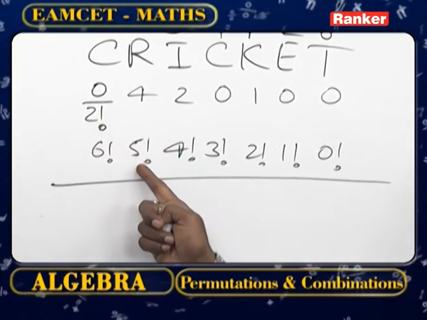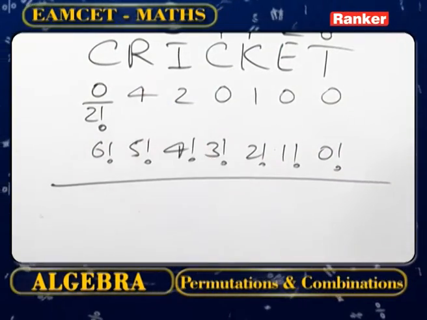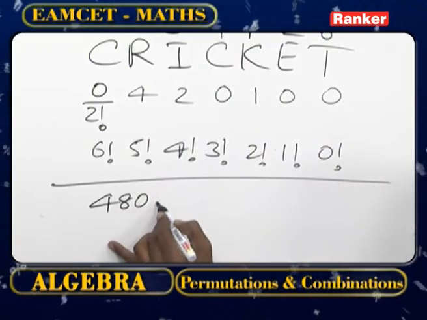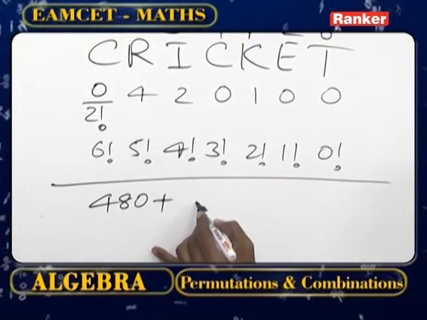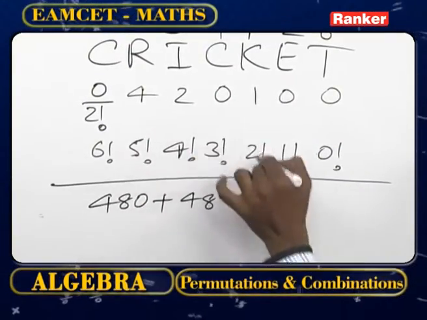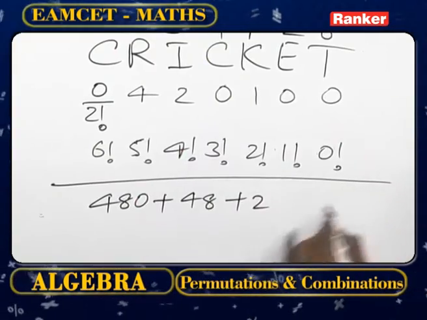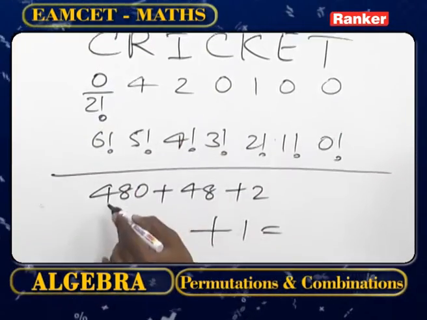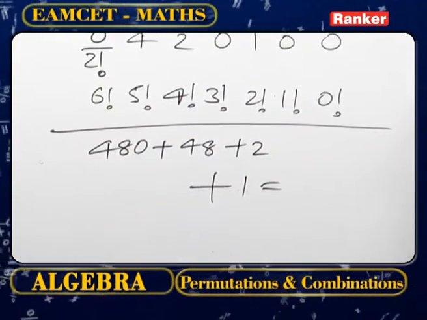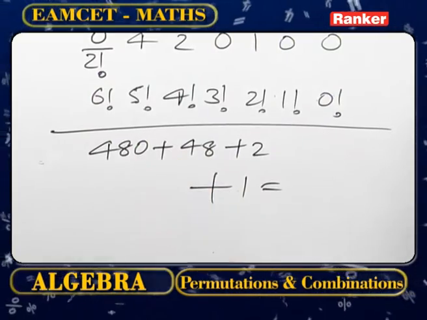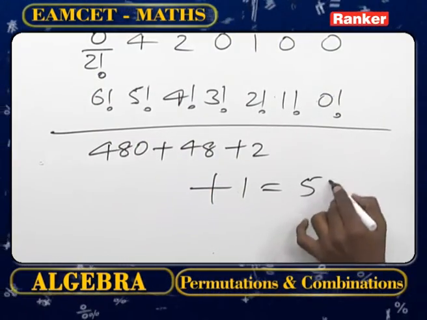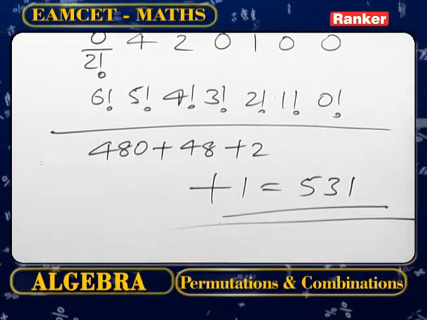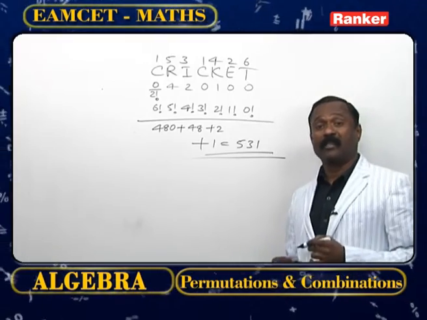5 factorial, 120 into 4, 480, plus 24 into 2, 48, 0, plus 2, all this 0, plus 1. So it is 50 plus 480, 530, it should be 531 is the rank for the cricket.